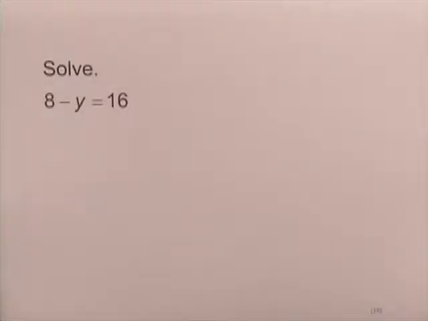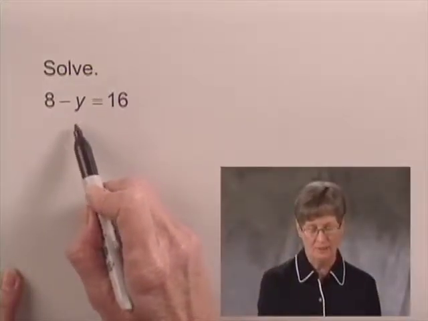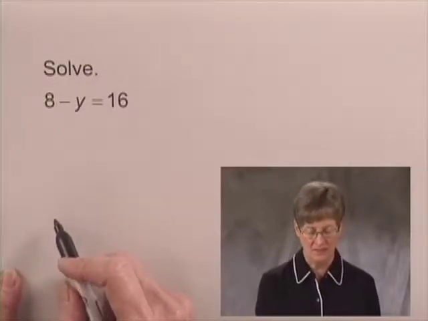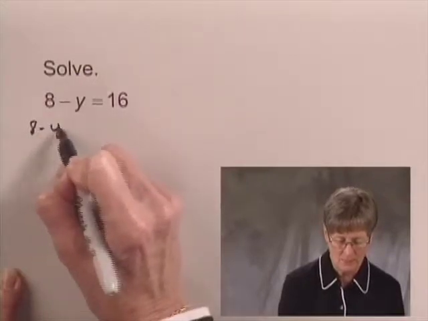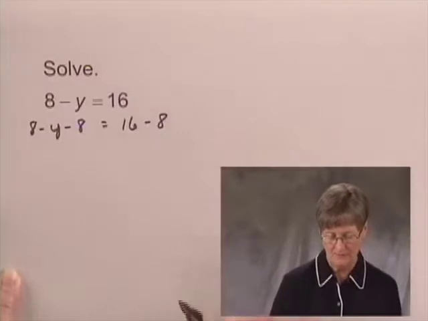We'll solve the equation 8 minus y equals 16. I have 8 minus y on the left-hand side, and I'd like to get the y term alone, and I can do that by subtracting 8 on both sides of the equation. So we would have 8 minus y minus 8 equals 16 minus 8.